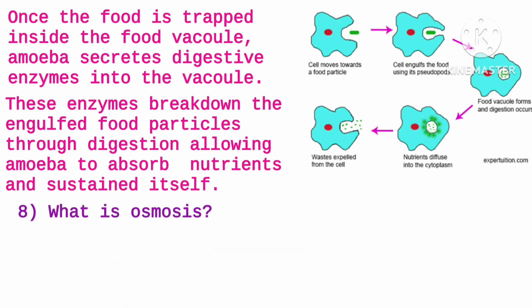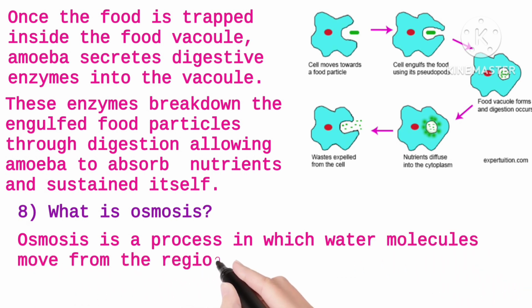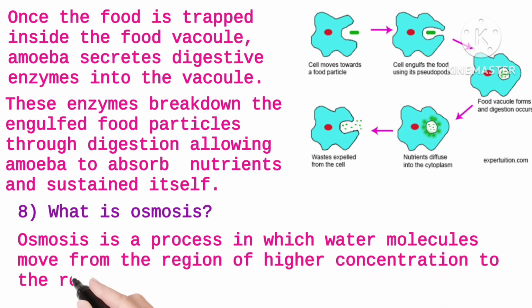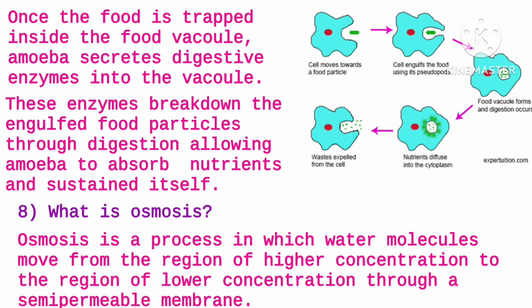What is osmosis? Osmosis is a process in which water molecules move from the region of higher concentration to the region of lower concentration through a semi-permeable membrane.